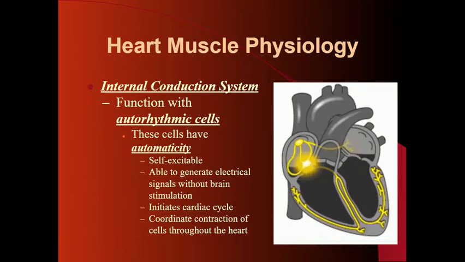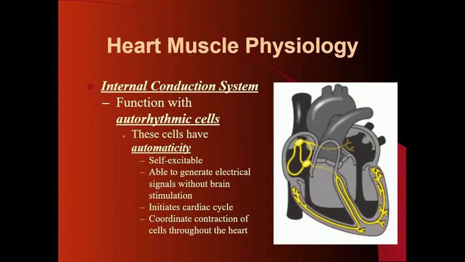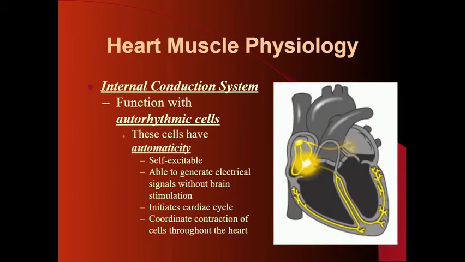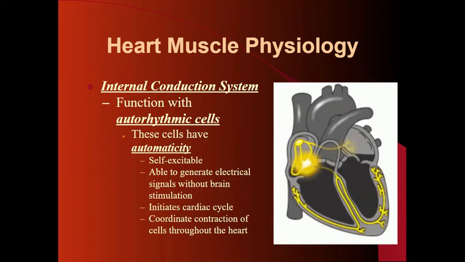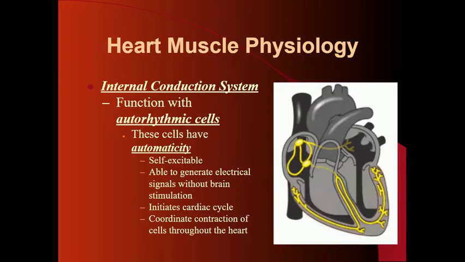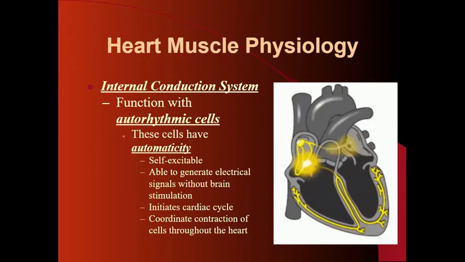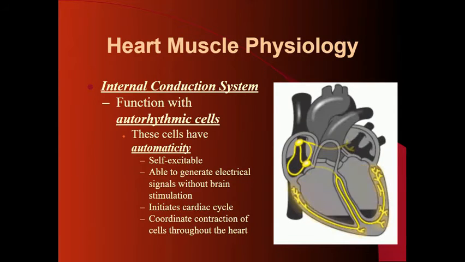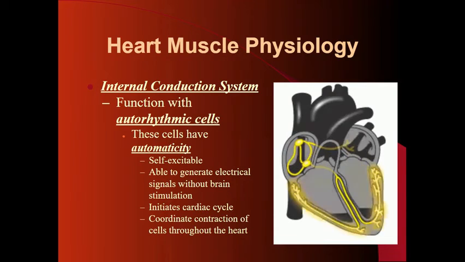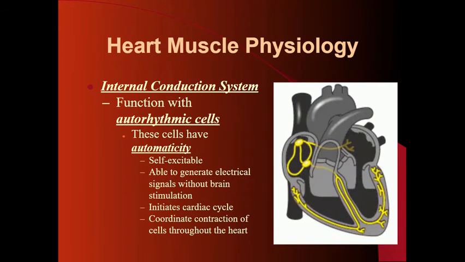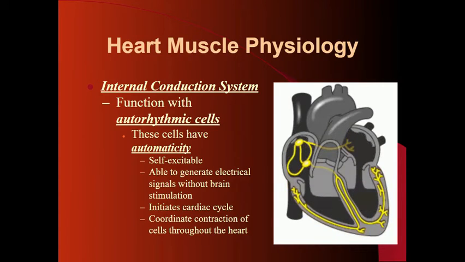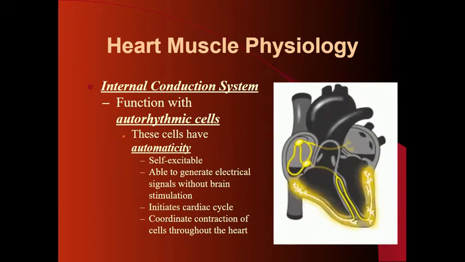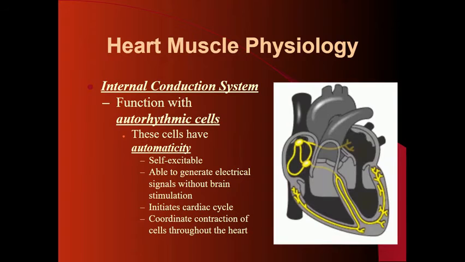The internal conduction system of the heart is what controls the heart rate and the timing of the contractions of the different chambers. The internal conduction system functions with autorhythmic cells. These are cells that have automaticity, meaning that they are self-excitable and able to generate electrical signals without brain stimulation. This will initiate the cardiac cycle and coordinate contraction of cells throughout the heart.